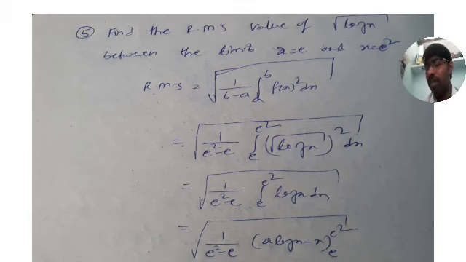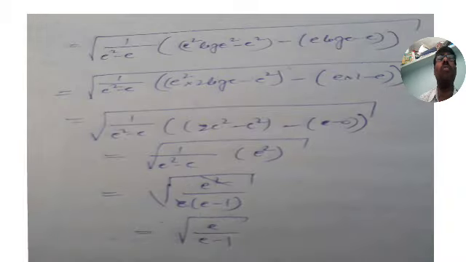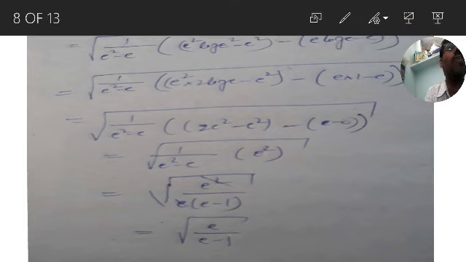So now apply upper limit minus lower limit, that gives the answer. What is the upper limit and what is the lower limit? e square and e. So substitute e square in place of x, then substitute e. So what will you get? Square root of 1 by e square minus e, substitute e square: e square log e square minus e square, minus e log e minus e. Are you getting? This is the next step. So what can you write about this?